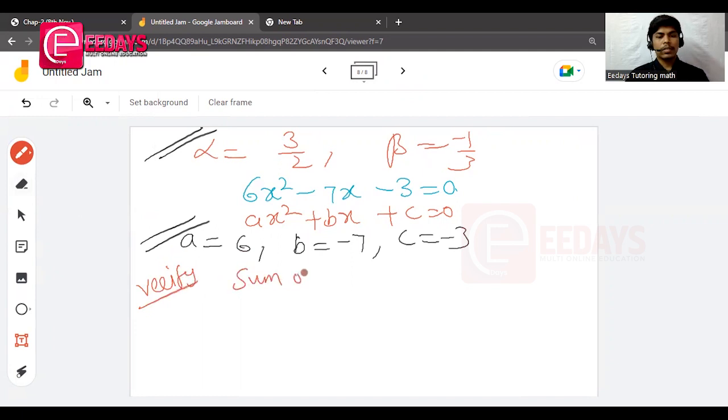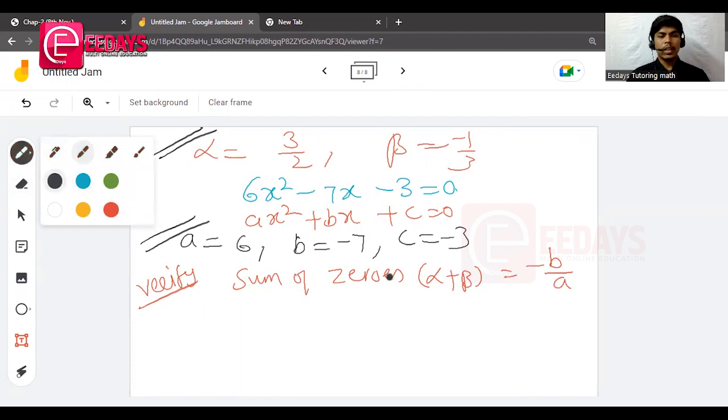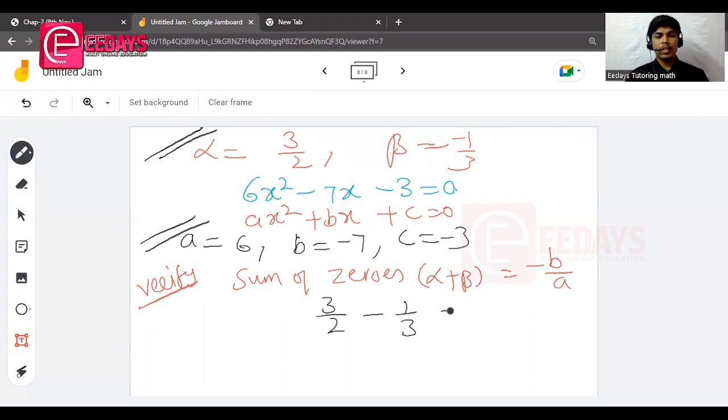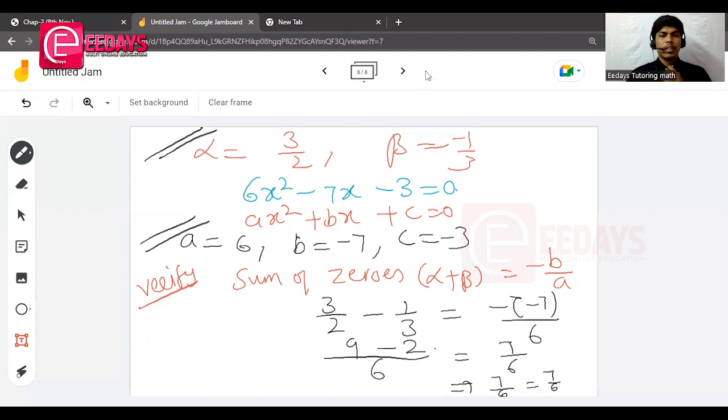Sum of zeros, that is alpha plus beta, is equal to minus b by a. Alpha plus beta is nothing but 3 by 2 minus 1 by 3. Minus b by a is nothing but minus of minus 7 by 6. Let's take LCM here, 6. Now 3 threes are 9, 9 minus 2, and minus into minus is plus 7 by 6. Finally we got 9 minus 2, 7, so 7 by 6 is equal to 7 by 6. We just verify like this.